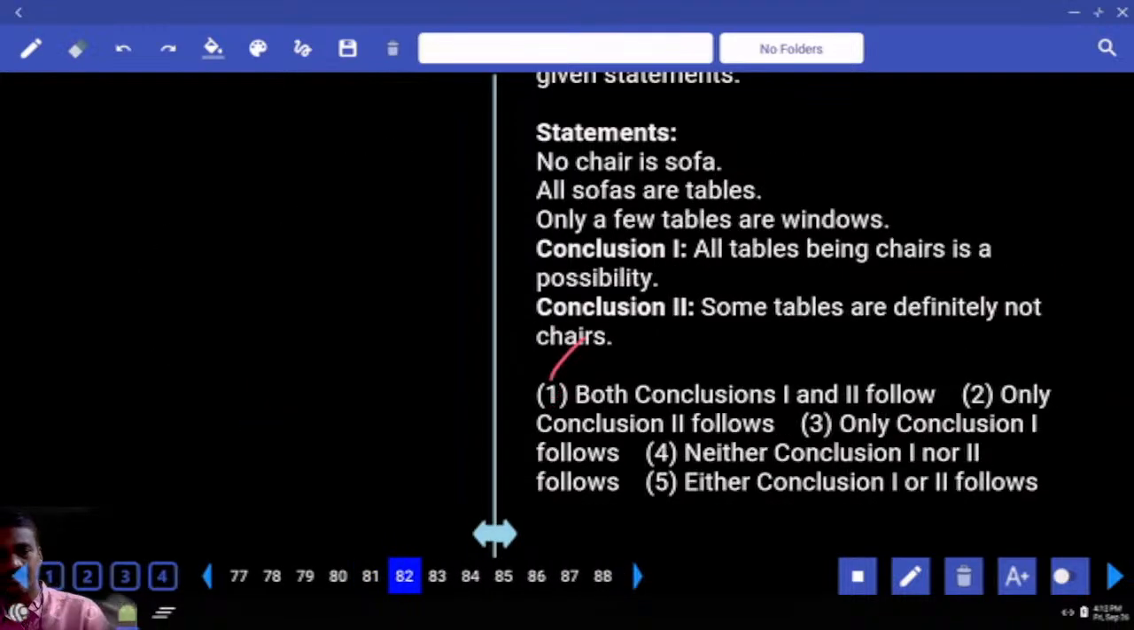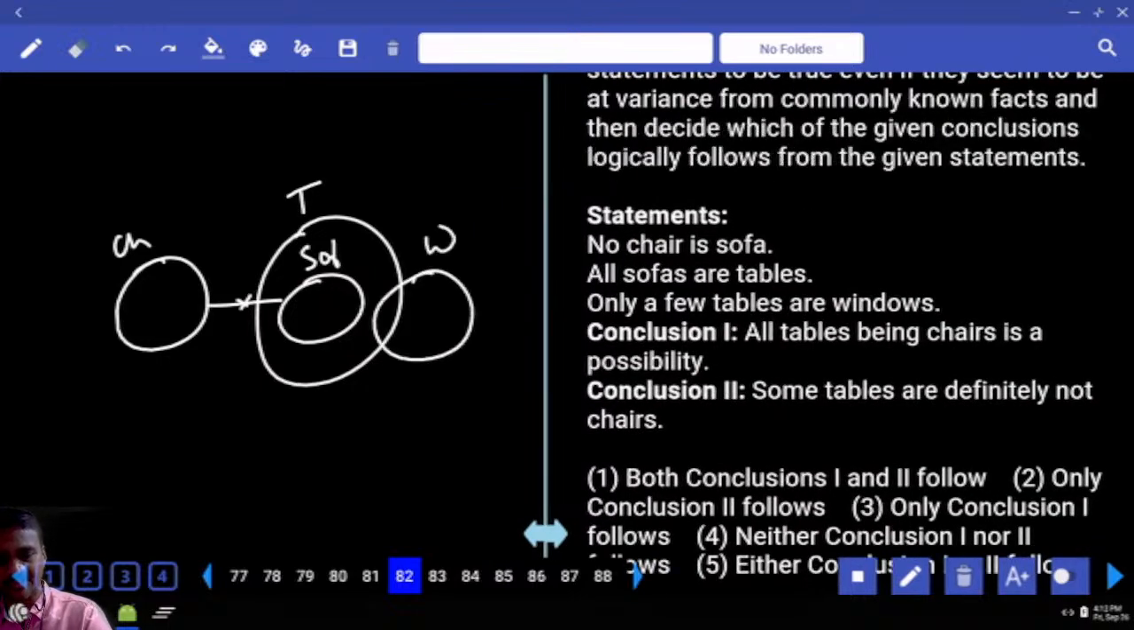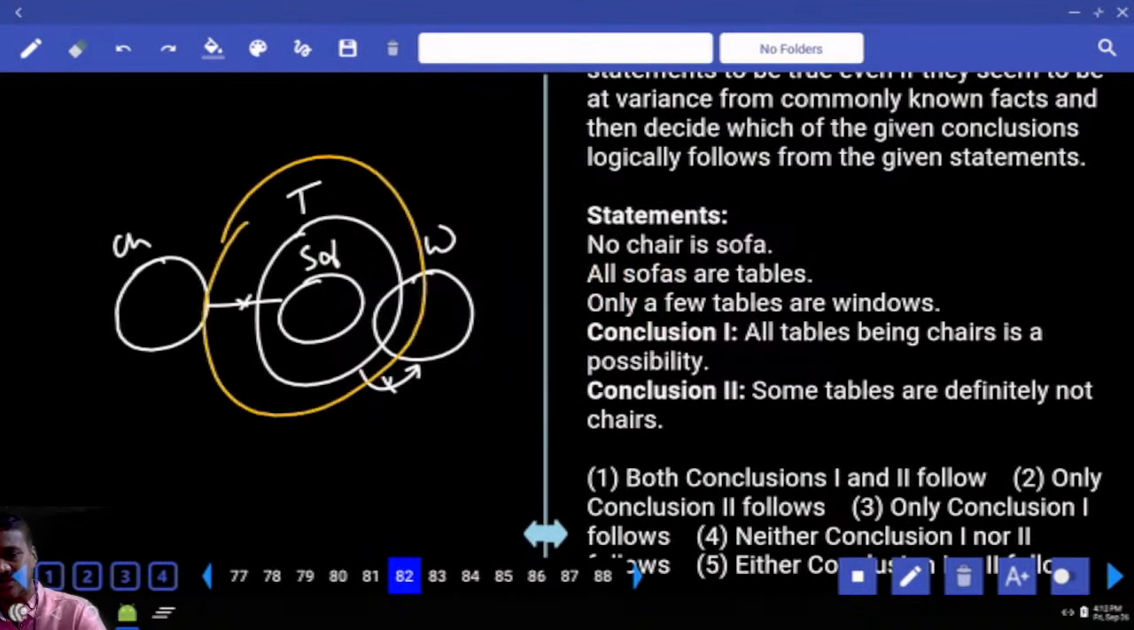Then 82, no chair is sofa. No chair is sofa, this is chair and this is sofa. Then all sofas are tables. And only a few tables are windows. Some of the tables are windows, but not all. Entire table cannot be a part of window. Then all tables are chairs is a possibility. All tables are chairs, is it possible or not possible? Can you write chair like this? No. Hence it is not possible.